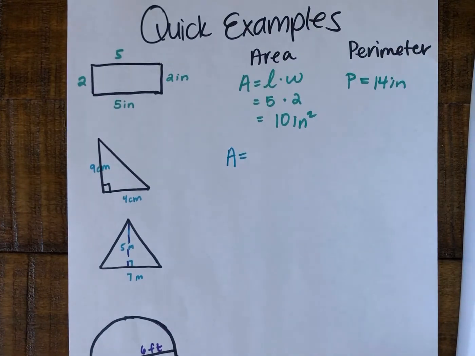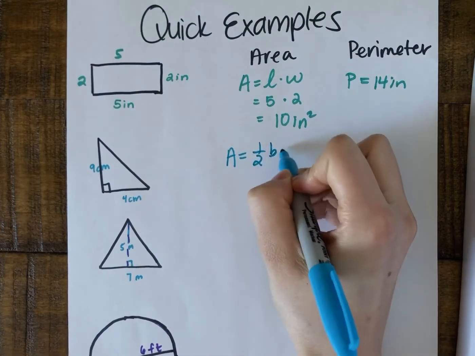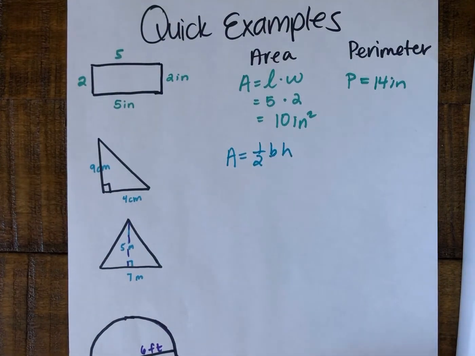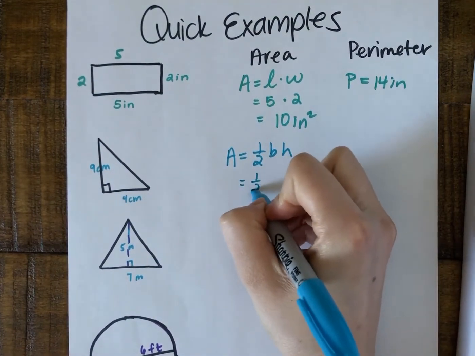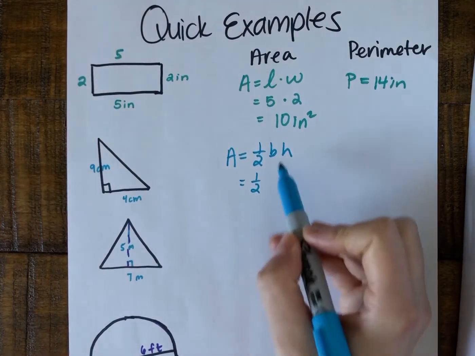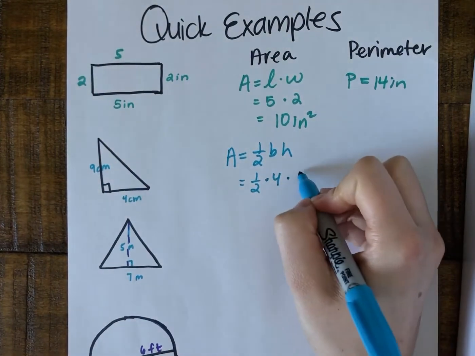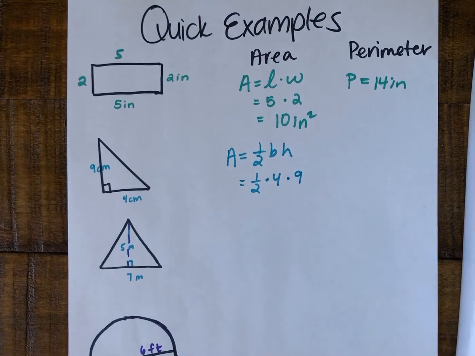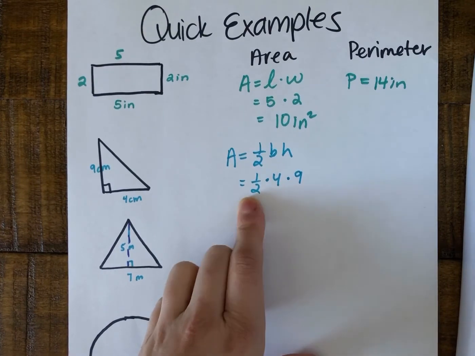So in this case, I would take my formula, area equals half of the base times the height, and I'd fill it in. The half isn't a measurement here, but I need half of my base, which is 4, times my height, which is 9. And you can do this in your head, or you could type this into a calculator, but I would do it like this. 4 times 9 is 36, and half of that is 18.